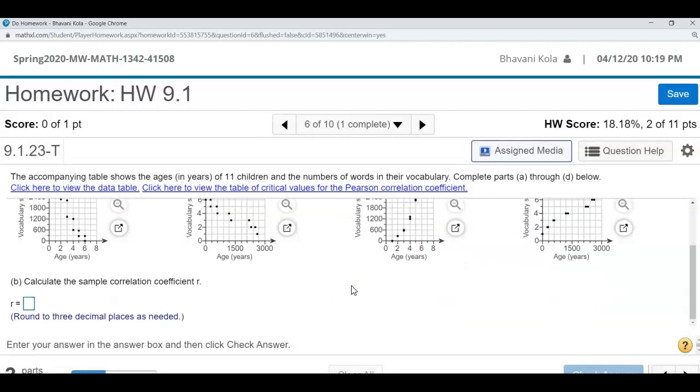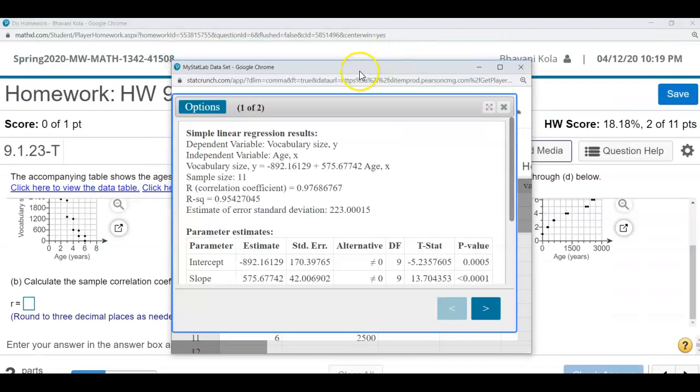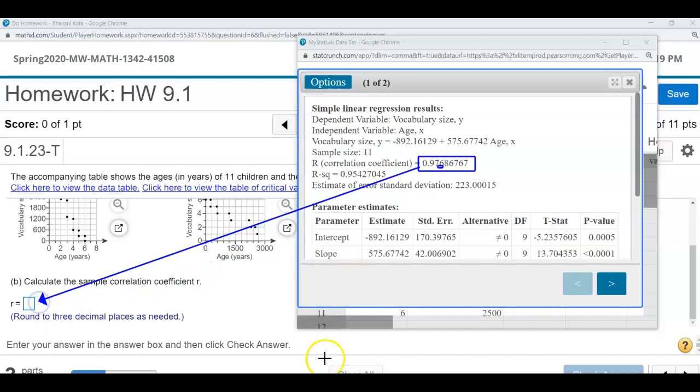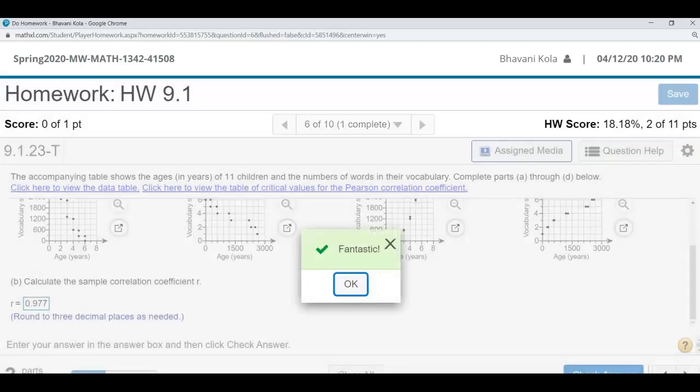Nice work. What is the next one? The next one says calculate the sample correlation coefficient. I will minimize this one so y'all can see. This is my correlation coefficient. My correlation coefficient goes right in this box right here. And they're asking me for 3 decimal places. So that's 0.977. Let me go ahead and plug that here. 0.977. And I will check my answer.